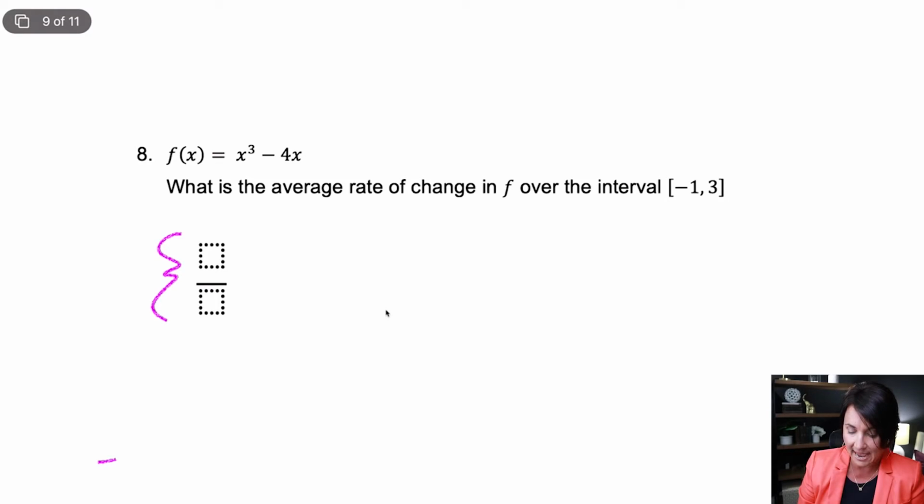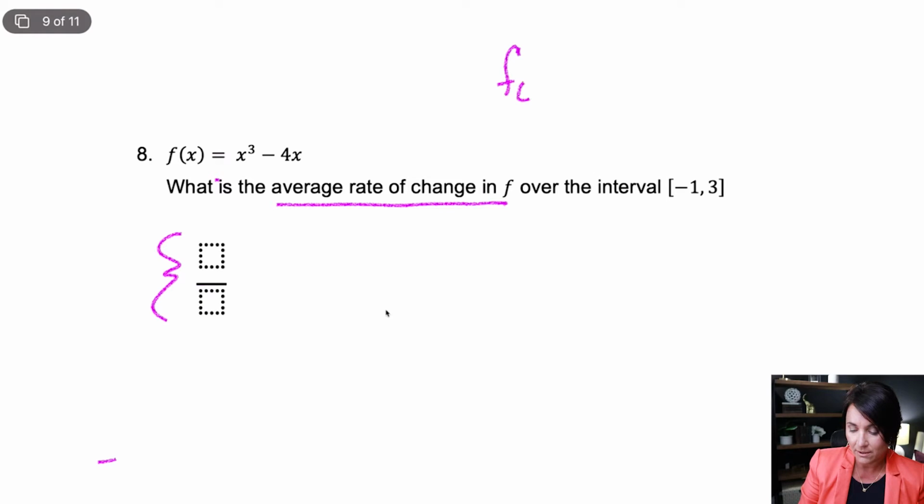All right, let's take a look. Here's the question. What is the average rate of change in f over the interval -1, 3? All right, and then I have this function here, f of x equals x to the third minus 4x. This is the formula you're going to use. You're going to do the function of b minus the function of a over b minus a.